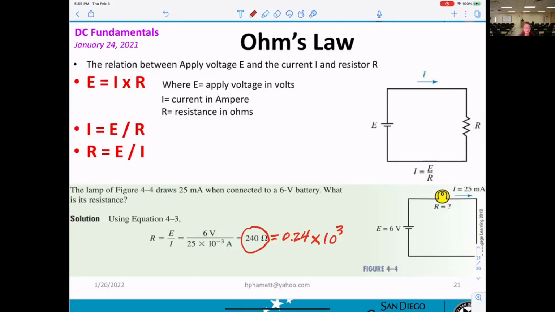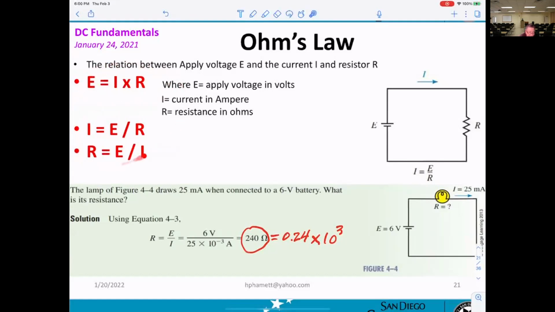That's very, very basic, okay? If you get any question, bring it up. So did you say you had to convert milliamps to amps? That's what they're asking for. They're already telling you right here.